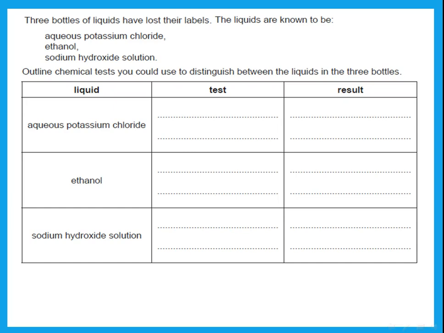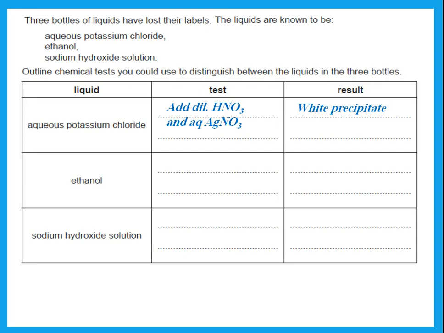Okay, this is another test where I have 3 bottles and I'm trying to test for them. So the first one is chloride. What was the test for chloride? Again, dilute nitric acid and aqueous silver nitrate. With chloride, I should get white precipitate.